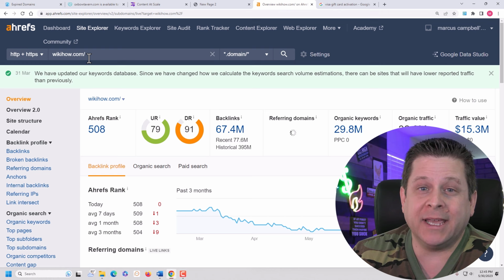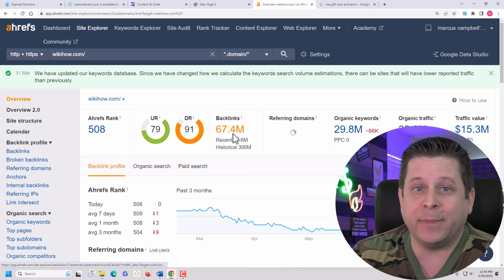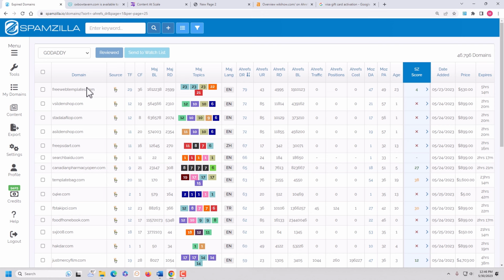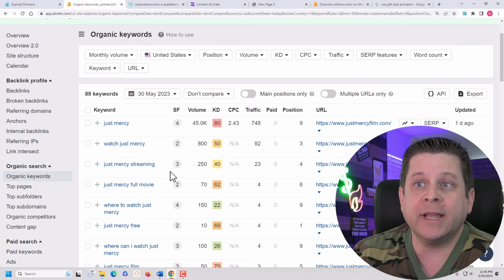Well, quite simply, the reason WikiHow is able to get all those search engine rankings is because they have a good domain rating and lots of backlinks pointing into the website, which is why in Spamzilla, most people are going to look at the domain rating and buy domains according to how many backlinks they have and how popular they are. Like this one here, Just Mercy Film, has a domain rating of 59. It's got some healthy backlinks, and it actually ranks in the search engines for over 250 different keywords related to Just Mercy.